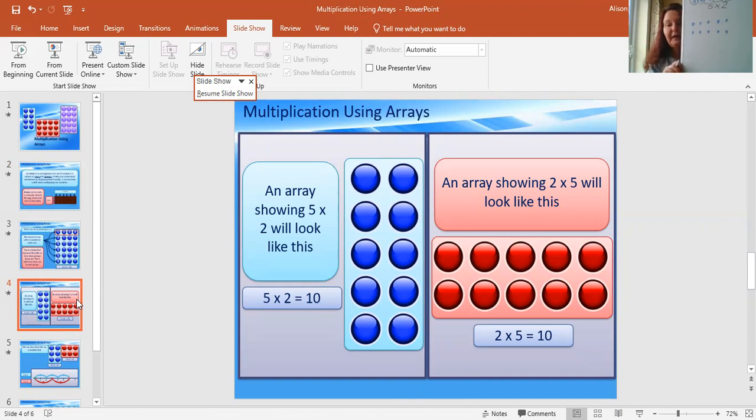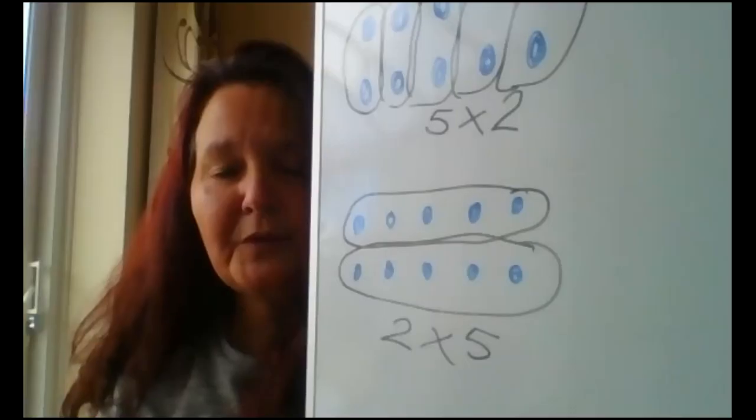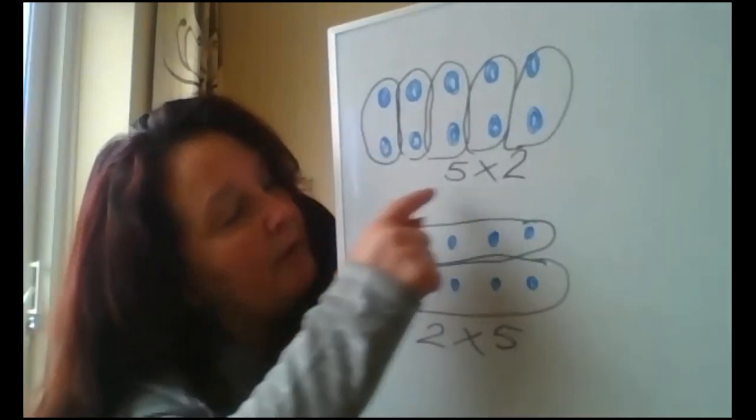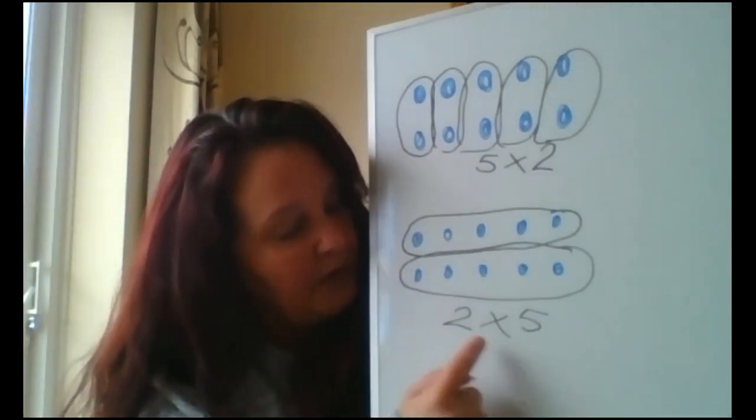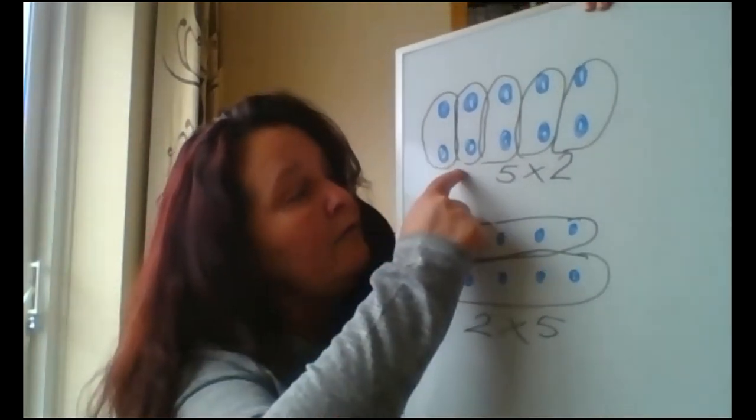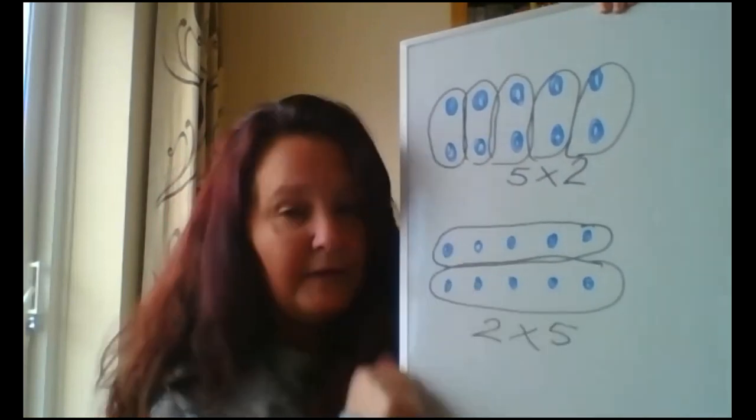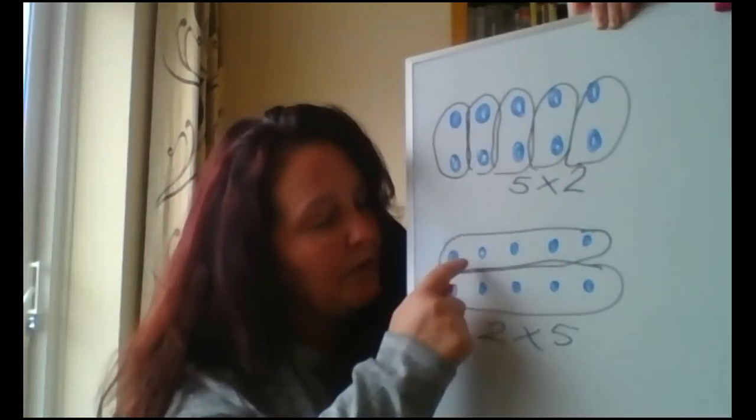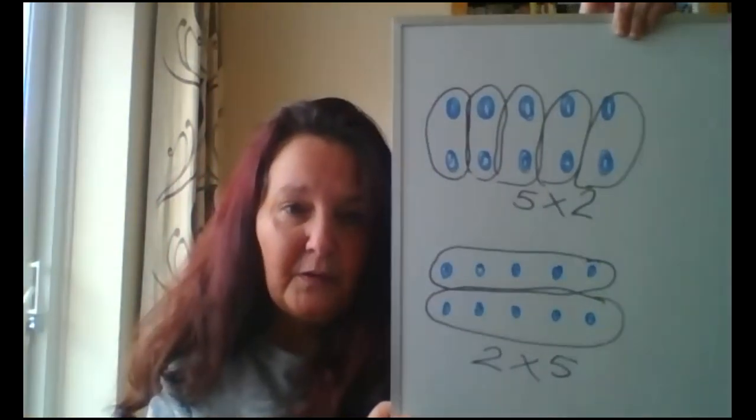And my second one is showing me 2 groups of 5. So that would look like this. 1 group of 5, 2 groups of 5. Okay. Let me show you that on my board. Can you see that? So I've got 5 groups of 2 and 2 groups of 5. And I know both of those are 10. 2, 4, 6, 8, 10. 5, 10. Okay, and that's what an array is. It's all about using the spots. Okay, let's carry on with the PowerPoint.